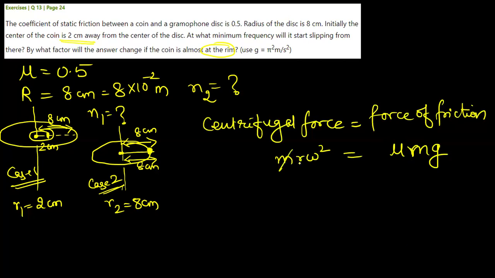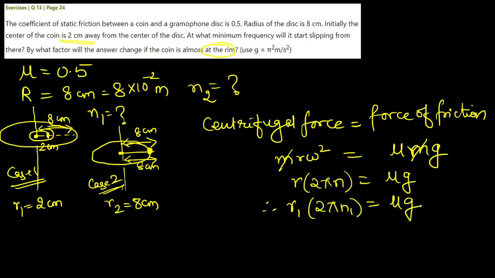m cancels. We have r into omega square equal to mu g. We need to find n1. In the previous question I told you omega can be written as 2 pi n, right? So I will rewrite it as r1 into 2 pi n1 equal to mu into g, right? If you see here very carefully, they have given you g is equal to pi square.